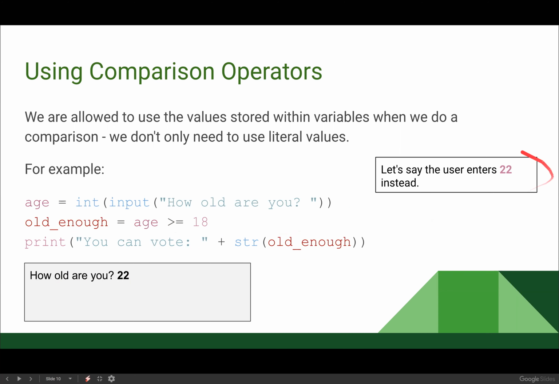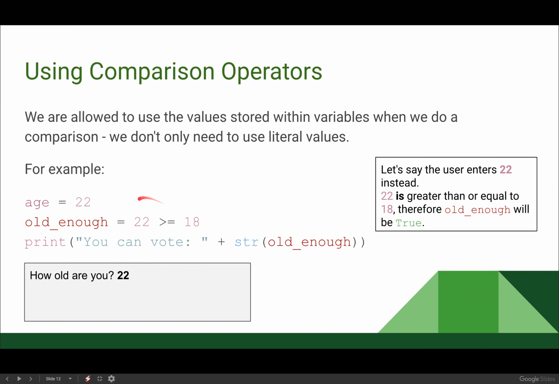So let's say instead the user enters 22. So how old are you? The user entered 22. Age is 22. Is 22 greater than or equal to 18? Yes, it is. So old enough is going to equal true. So when I print you can vote, it will print you can vote true.